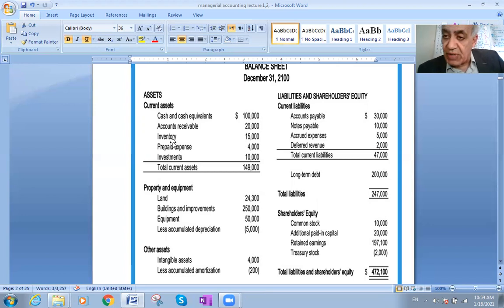Inventory is the stock which you have in your warehouses. If you have a shop, for example, the goods which you have in this shop are 15,000. Prepaid expenses, 4,000: you pay these expenses in advance. Investments, 10,000. So all this comes to 100 plus 20 plus 15 plus 4 plus 10, which is 149,000, representing the current assets.